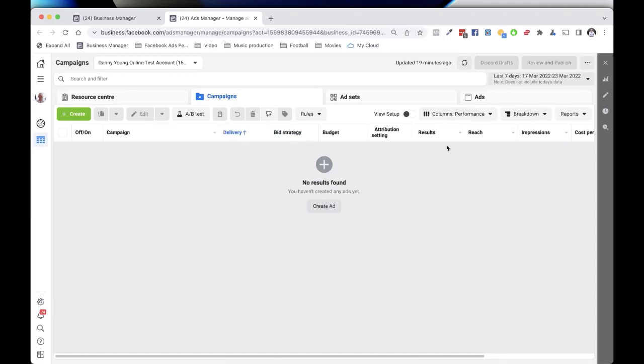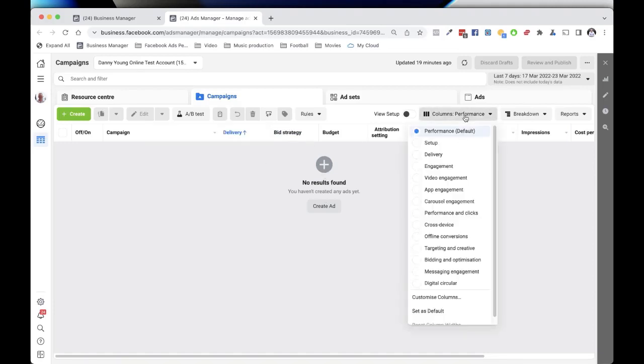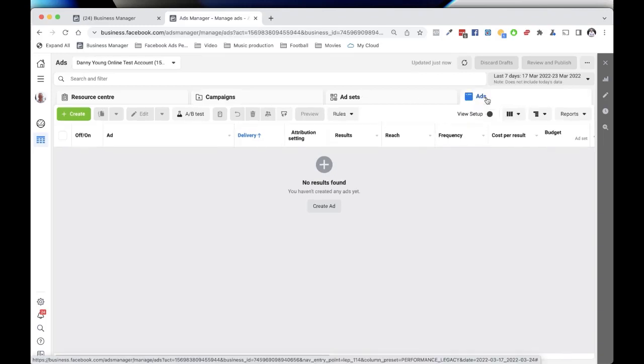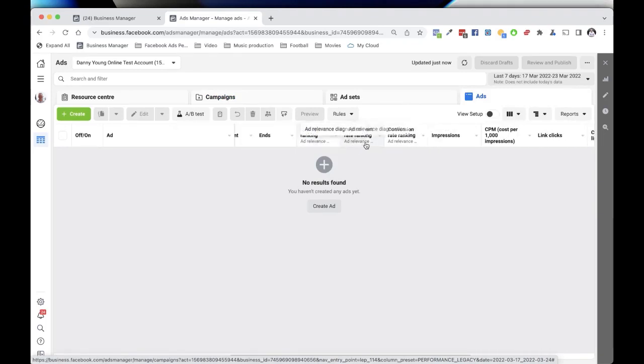And what I've done is, in the reporting columns here, I'm just going to go to performance and clicks. And then I'm going to come down from the campaign level. I'm going to go into the ad level, because the metrics that you're going to be interested in here, let me just scroll along, are these ad relevance diagnostics. There are 3 of them: quality ranking, engagement rate ranking, and conversion rate ranking.